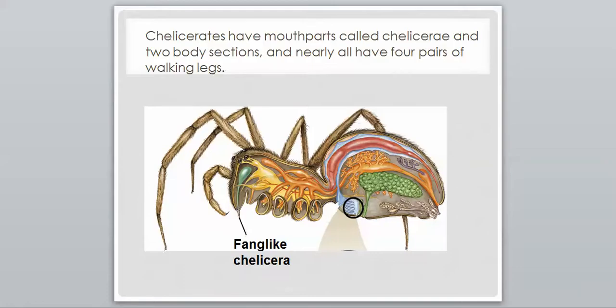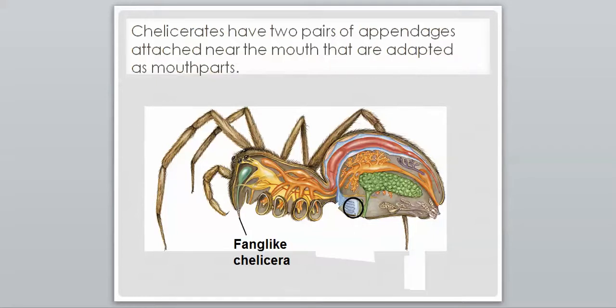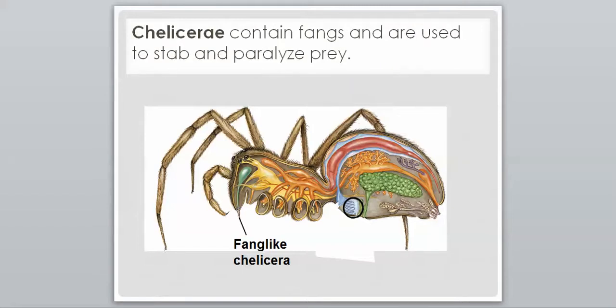So chelicerates have mouth parts that are called chelicerae and two body sections, and nearly all have 4 pairs of walking legs. So 4 pairs of legs gives us a total of 8 legs. Chelicerates also have 2 pairs of appendages that are attached near the mouth that are adapted as mouth parts. So their fangs, if you will, are actually adapted from just being a normal appendage. And then the chelicerae contain the fangs and they're used to stab and paralyze prey.